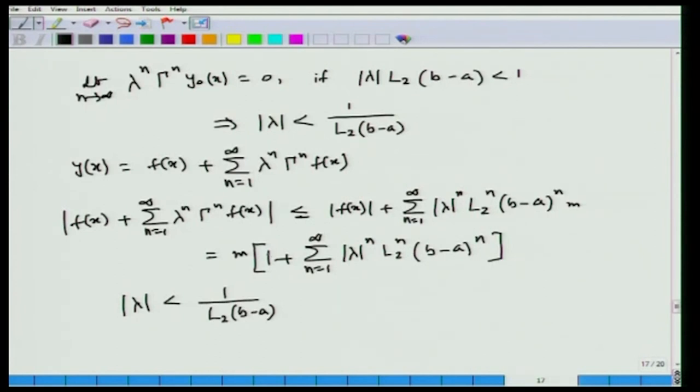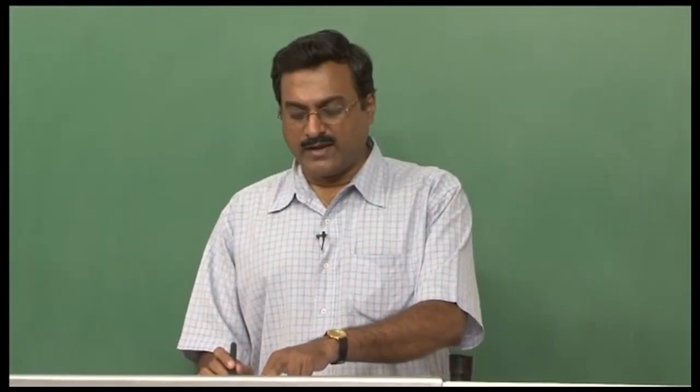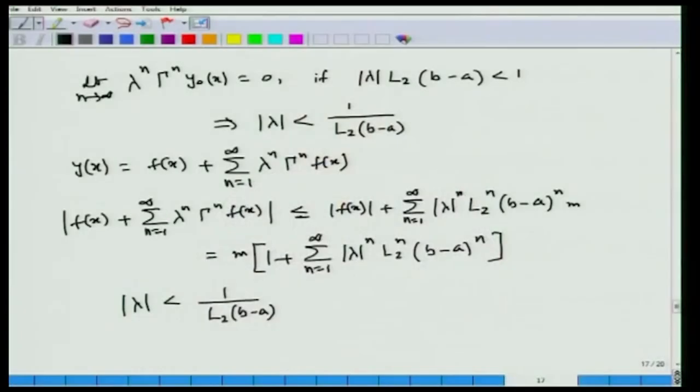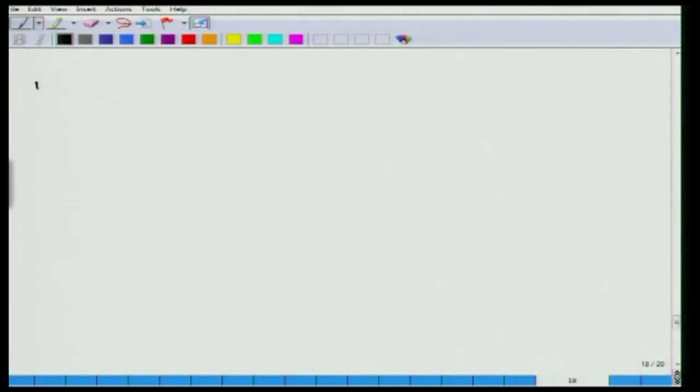that can be obtained as a equal to 1, and r is nothing but modulus lambda L2 times (b minus a). So, you can derive the condition, and therefore, this is an infinite geometric series which is convergent whenever modulus lambda is less than 1 by L2 times (b minus a). And hence, the series f(x) plus sigma n running from 1 to infinity lambda to the power n gamma n f(x) converges uniformly and absolutely. And before ending, we just consider one example of how to apply this scheme.